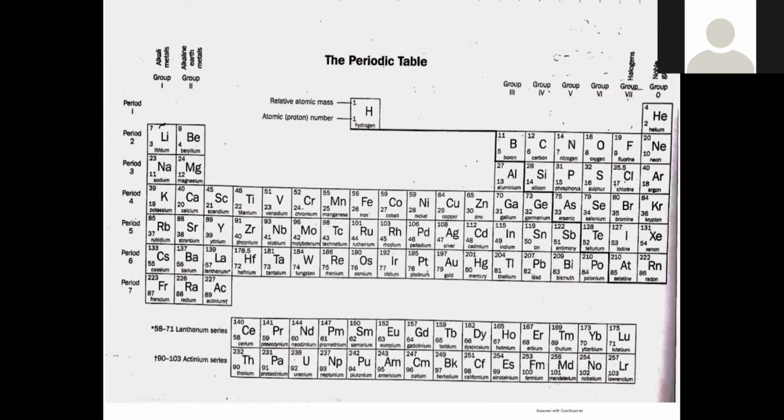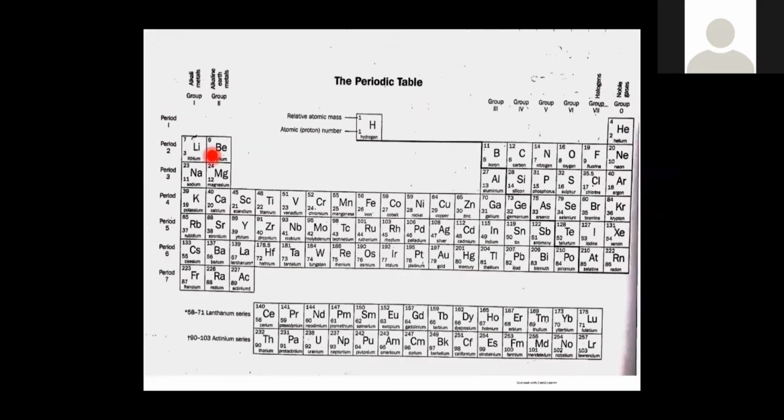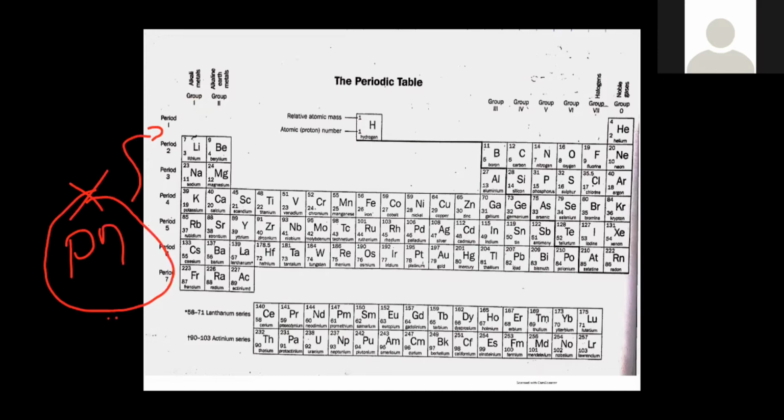So the periods, like I was telling you, are your horizontal rows of elements. You have 7 of them numbered from 1 to 7. All elements in one period actually have the same number of electron shells, and the period number tells you that. So let's say, for instance, we have elements that fall into period 1. We have hydrogen and helium. Let me say I want to draw the atomic structure of hydrogen. Hydrogen has 1 electron in it, and it belongs to period 1. It has 1 electron shell, which corresponds with the period number.